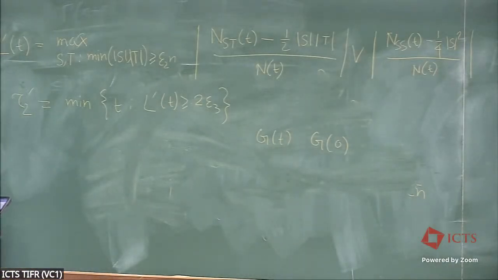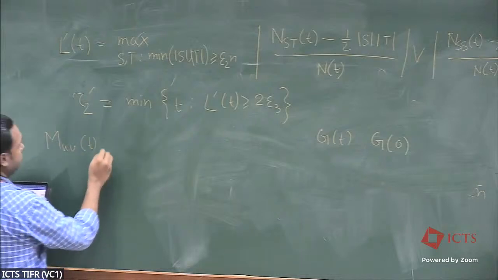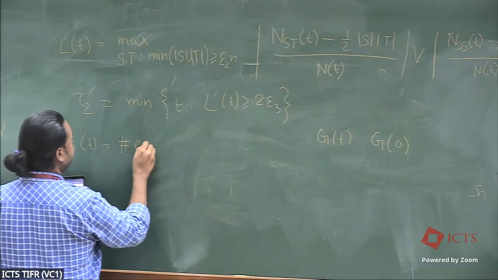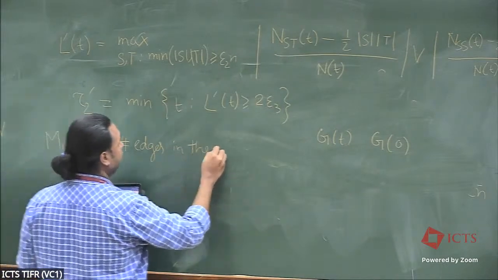And next, let's define, for u, v in V, M_uv(t) as the number of edges in the bond uv.